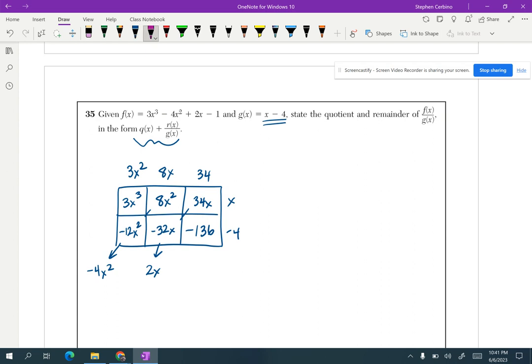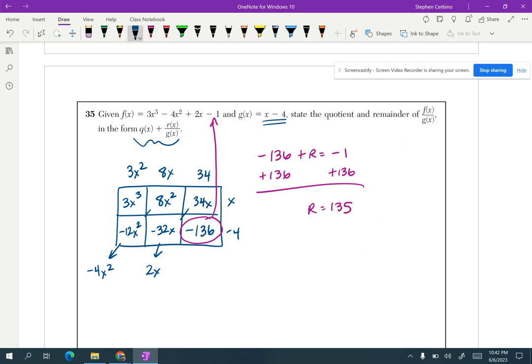Now to find our remainder, we're going to take this number in the last box, and we're going to say what adds to that number to make the negative 1. So we're going to say negative 136 plus some remainder is equal to negative 1. So if I add 136 to both sides, we get a remainder of 135.